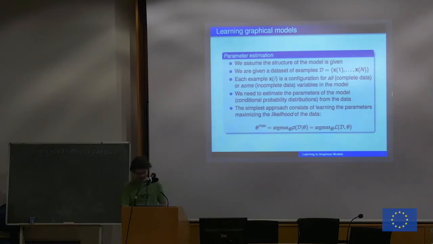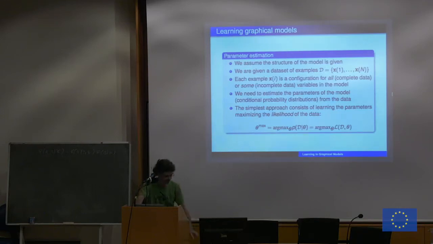So in parameter estimation, basically, you assume that the structure of the network is given because you interacted with the domain expert, and you had a way to decide which connections should and should not be there. But you don't know the parameters to attach to the conditional probability distributions of the nodes. What you do have instead is a data set for the phenomenon you are trying to model.